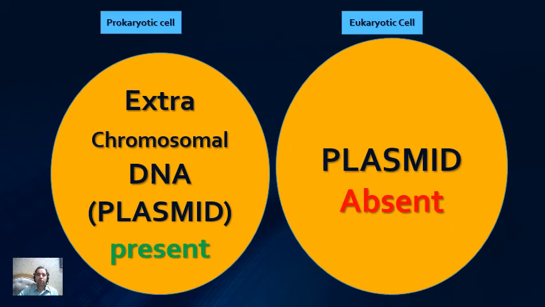Next difference is the presence of extra chromosomal DNA, which is also called plasmid. It is frequently absent in eukaryotic cell, except some cells. Let's say, for example, this is a bacterial cell. This is the nucleoid, and in this nucleoid is the genetic material. It also has an extra chromosomal DNA, which is rounded in shape. This is called plasmid. This is the property of prokaryotic cell. In eukaryotic cell, generally it is absent.